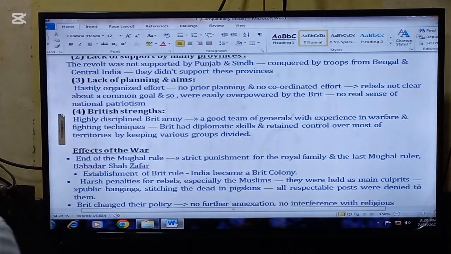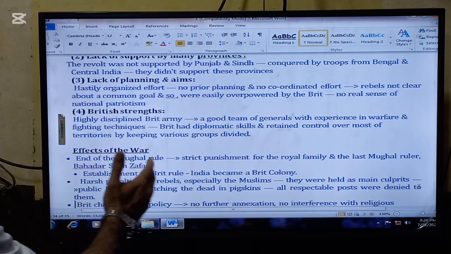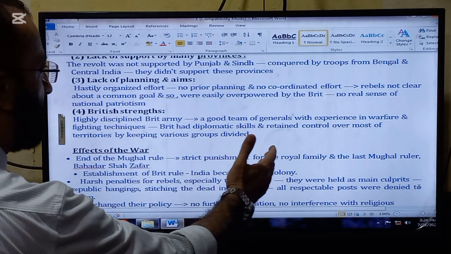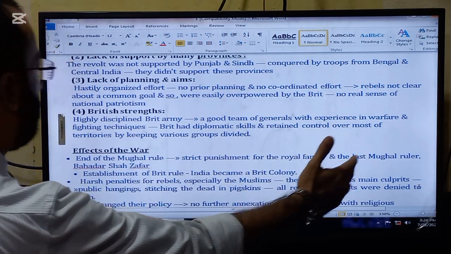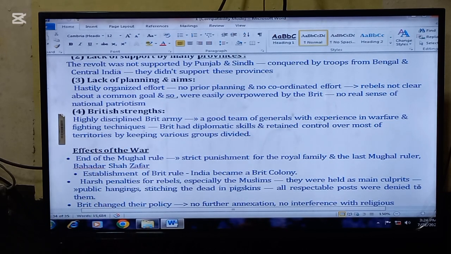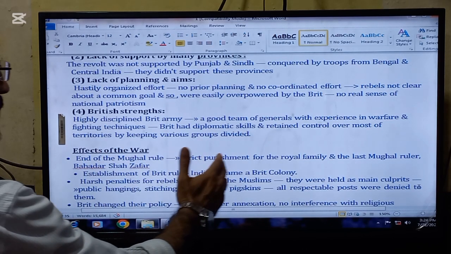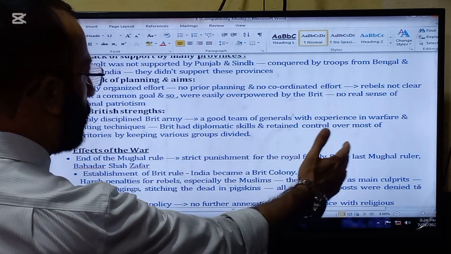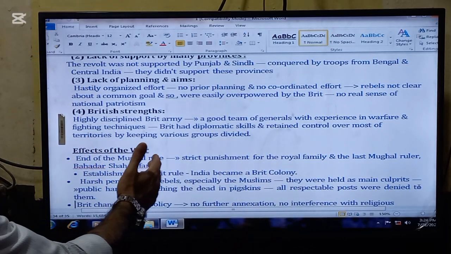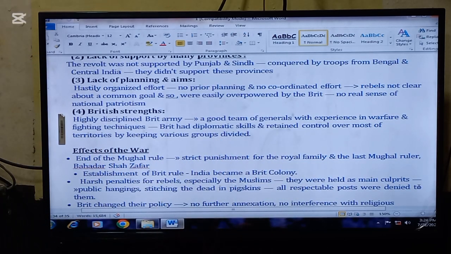The next reason is British strength. Highly disciplined British force, a good team of generals with experience in warfare and fighting techniques. The British had diplomatic skills and retained control over most of the territories by keeping various groups divided.